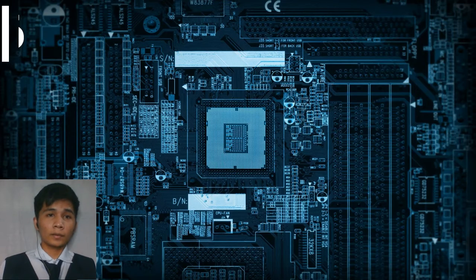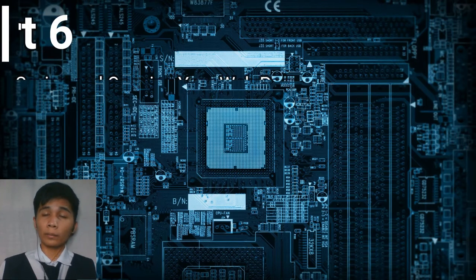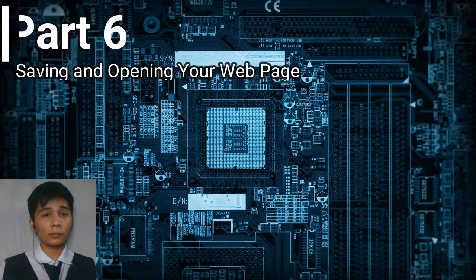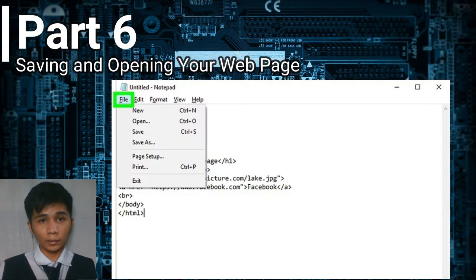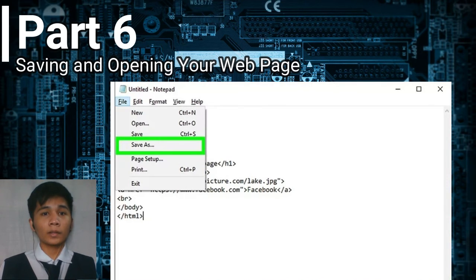Part 6. Saving and opening your web page. First, you should click File. It's in your menu bar at the top of your screen. Then click Save As. It's in the drop-down menu below File. Alternatively, you can press Ctrl plus S.